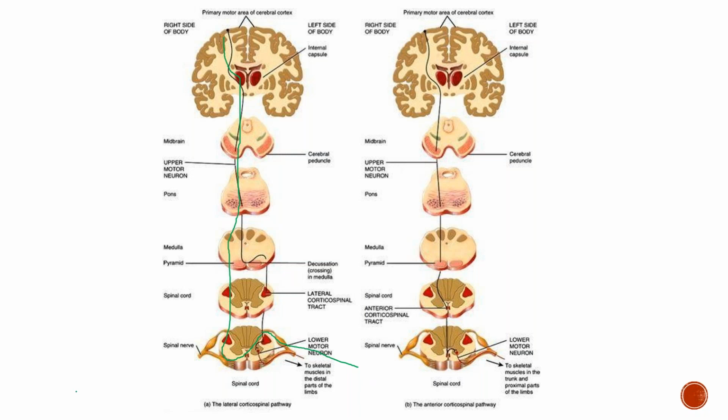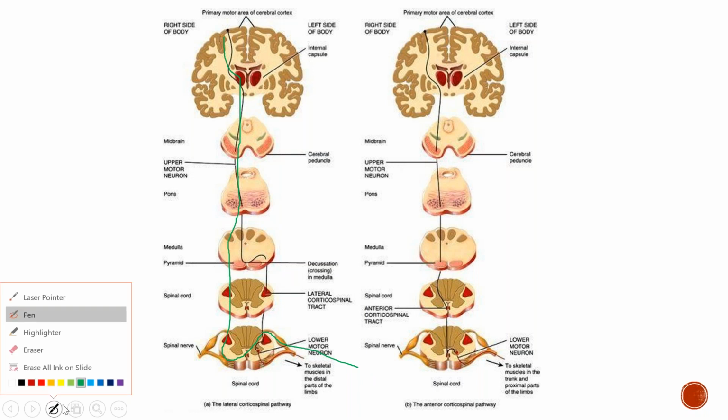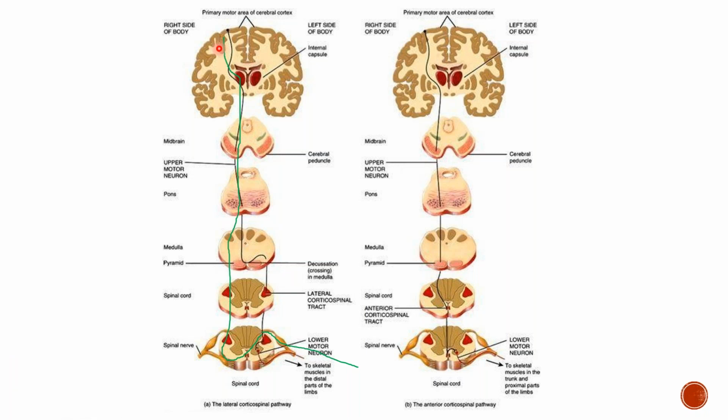So from here onwards you can see, from the same side that response is going to come, from the same side of the cortex basically, and this is the level of the medulla oblongata, just at the level of the pyramid. Okay, so from here it is going to decussate.